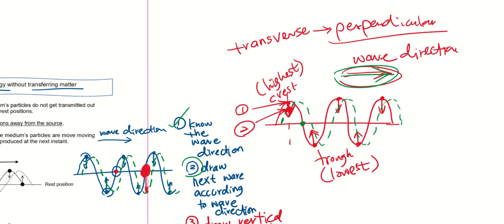Okay, let's test it for the particle in the trough. Again we draw a vertical line, and where does it cut the dotted line? Somewhere here. So initially it was here at the lowest point, then it actually moves up. So with this we know that the technique is correct.